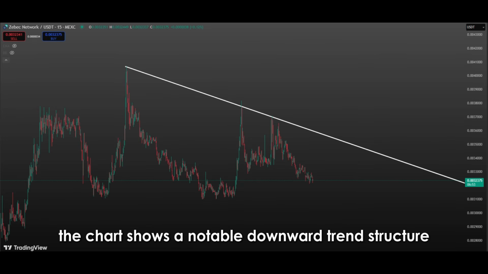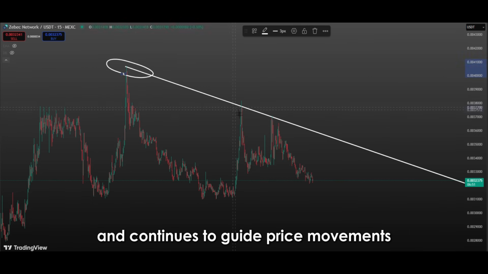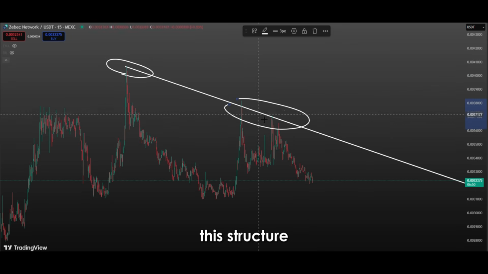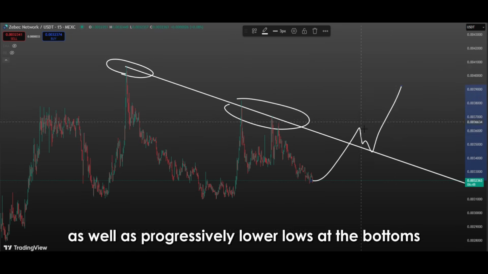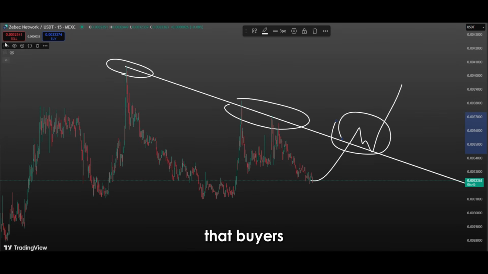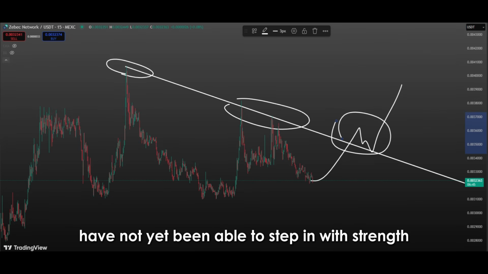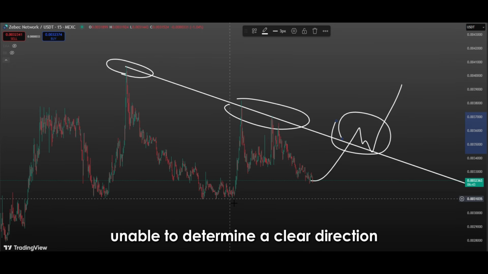The chart shows a notable downward trend structure that has been in place for a long time and continues to guide price movements. This structure is characterized by the formation of lower highs at each peak, as well as progressively lower lows at the bottoms. This indicates that overall market pressure is coming from sellers, that buyers have not yet been able to step in with strength, and that the price remains trapped under this trend, unable to determine a clear direction.